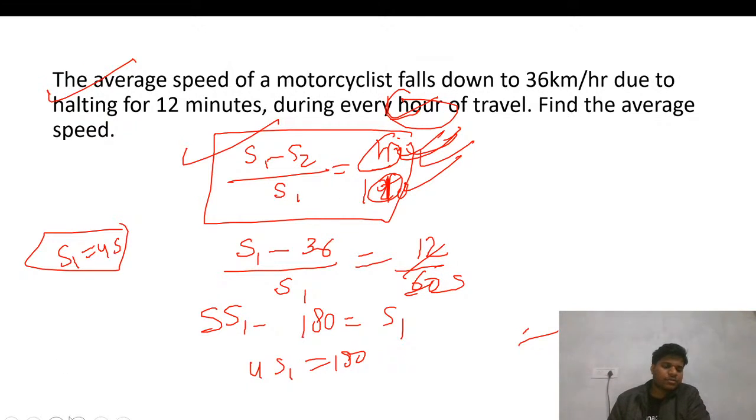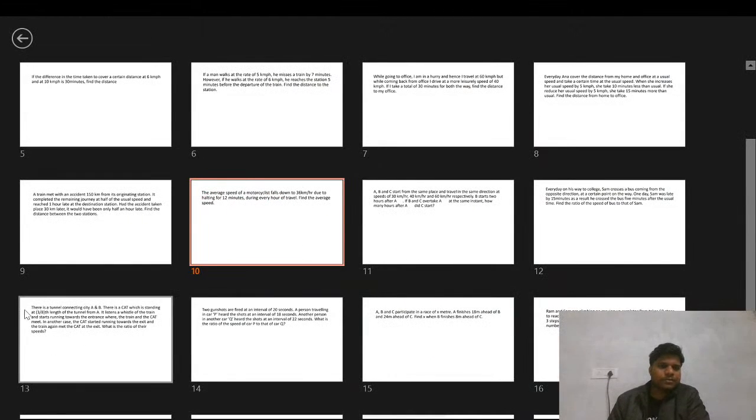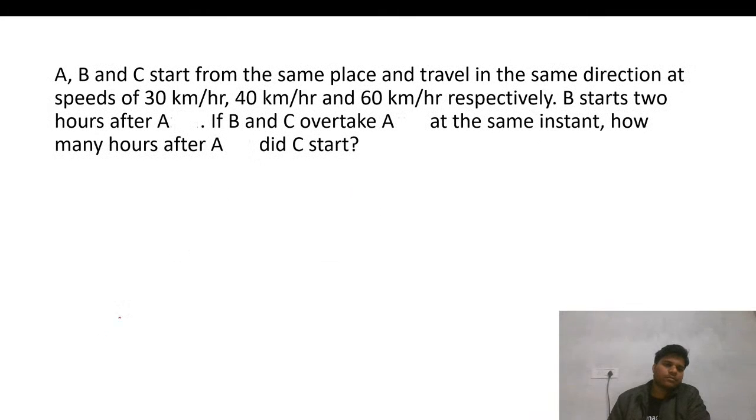So we come to the next question, guys. Try this question again. One important concept there. This type of question also has been there.